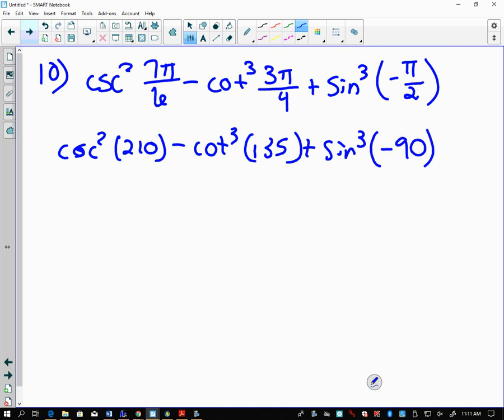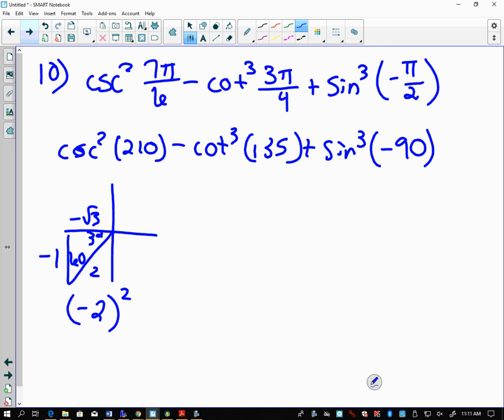Okay. All right, 210. That's what, 30 degrees past? So -1, negative radical 3, and 2. It's reciprocal to sine, so it's hypotenuse over opposite. So we could just say this as -2, right? So what's the -2 squared? 4. Okay, so we get an answer of 4 there.